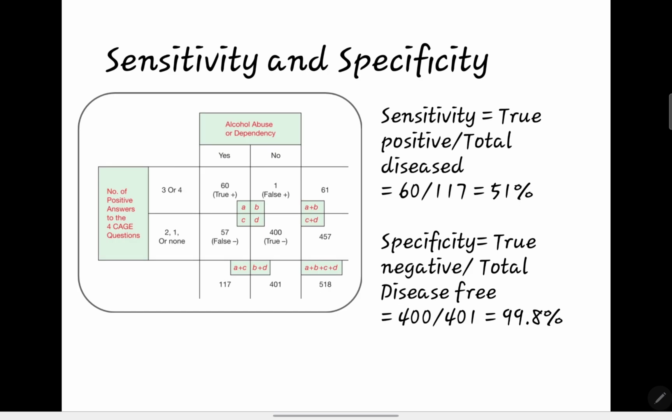So starting with sensitivity and specificity. Sensitivity is the ratio of true positive to the number of disease, so that is given by A divided by A plus C. So that is 60 by 117, so 51%. Similarly, specificity is the true negative, that is D, divided by total disease-free population, that is B plus D, that is 400 by 401, which gives a value of 99.8%.